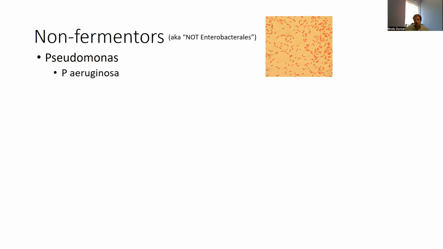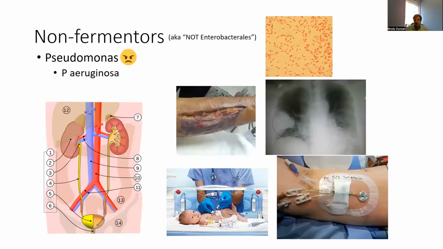The most common one is Pseudomonas. Pseudomonas aeruginosa is the main species of non-fermenter that we are concerned about from a medical point of view, and she is not our friend. Pseudomonas aeruginosa is not very common, but when you see it, it does cause all the same sorts of infections that E. coli and Proteus enterobacter can. It can cause urinary tract infections. It can cause wound infections. It can cause pneumonia, all these sorts of things.